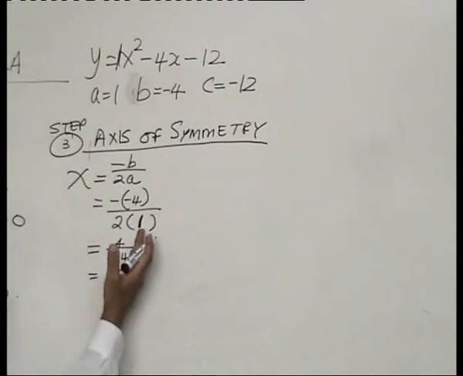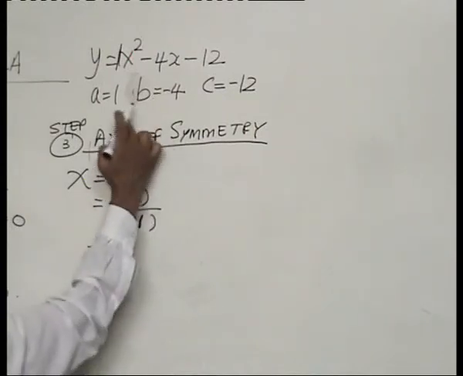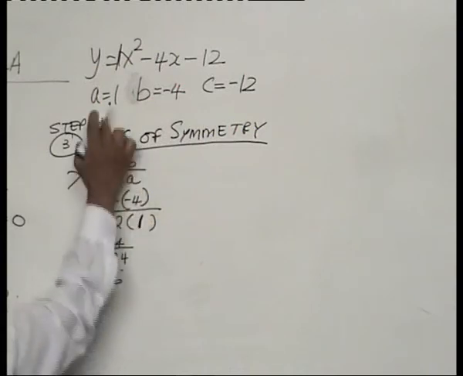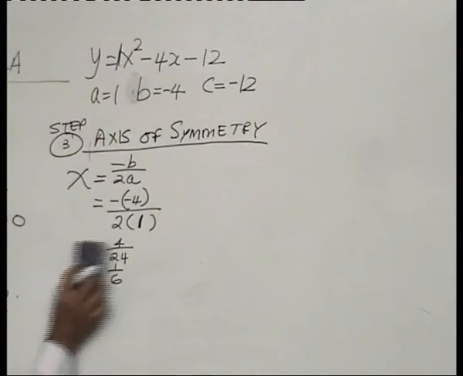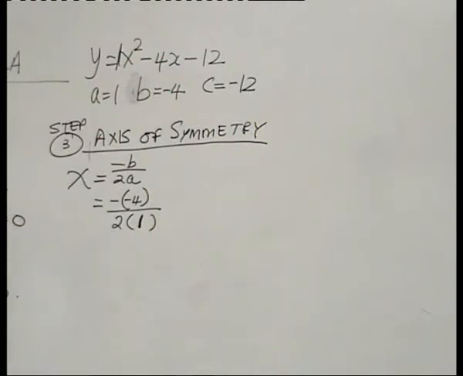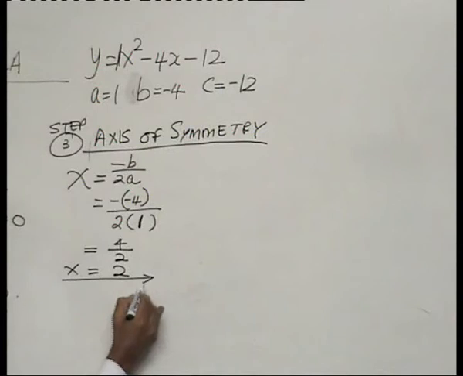You must check. B is minus 4. And this is A. A is 1. Generally we don't give you untidy numbers like this. So when you're getting an untidy fraction like that, you must know something might be going wrong. Right, numerator is 4. Denominator is 2. Final answer is x is equal to 2.